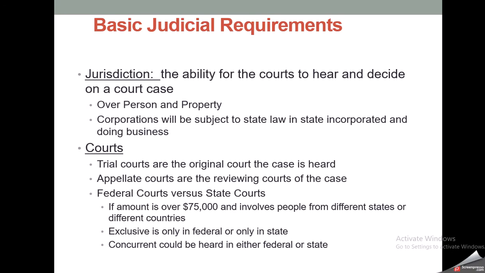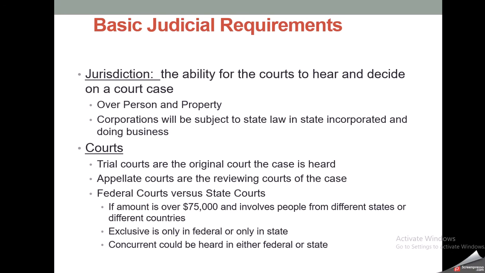So it could be, do they have jurisdiction over that person or that property, so what state is that person living in and residing in. And then the same with businesses. What state are they incorporated in? That state of incorporation is what state would have jurisdiction over them.